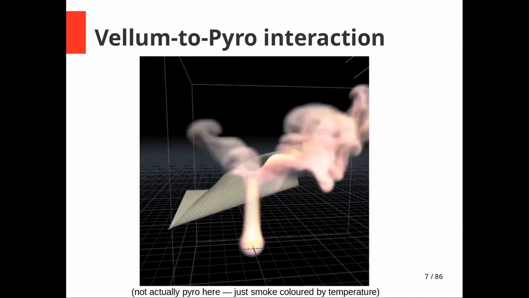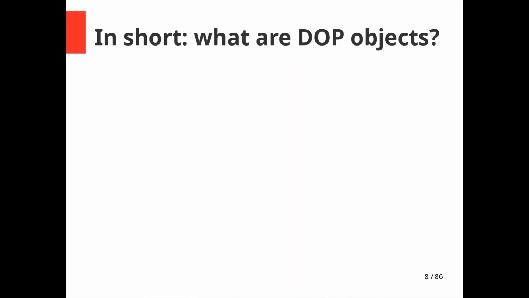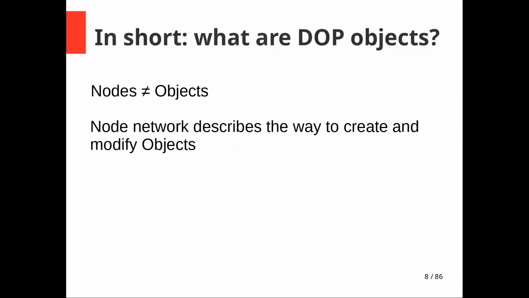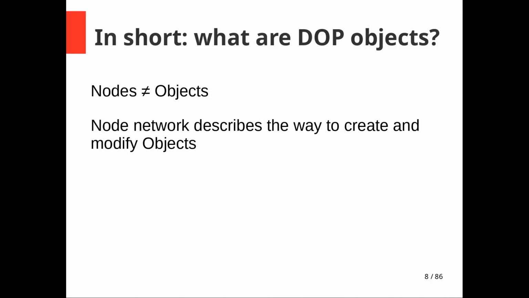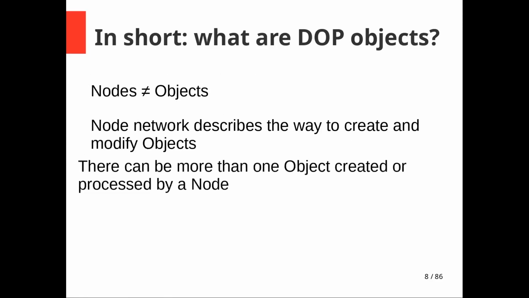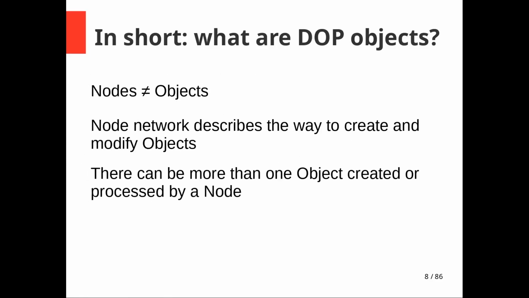We start with vellum to Pyro collisions. It's important to understand the basic concepts of the DOP context. This is way out of scope of this presentation, but in short, DOP nodes are not objects, but they are tied to each other. The node network describes the way to create and modify objects. There can be more than one object created and processed by one node. And objects are the ones that actually do the simulation work.